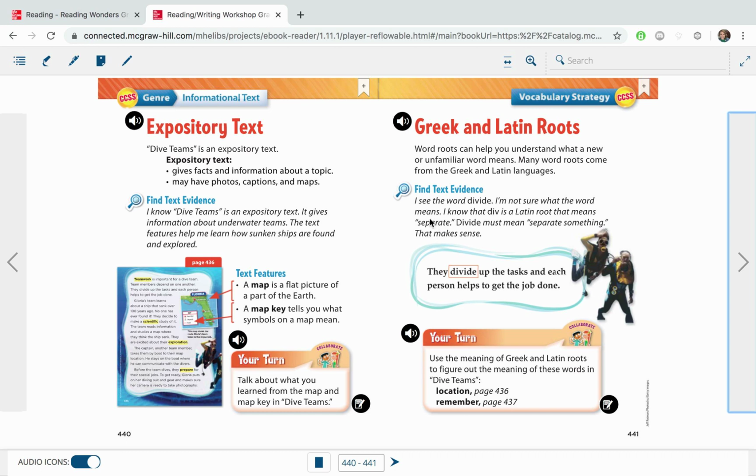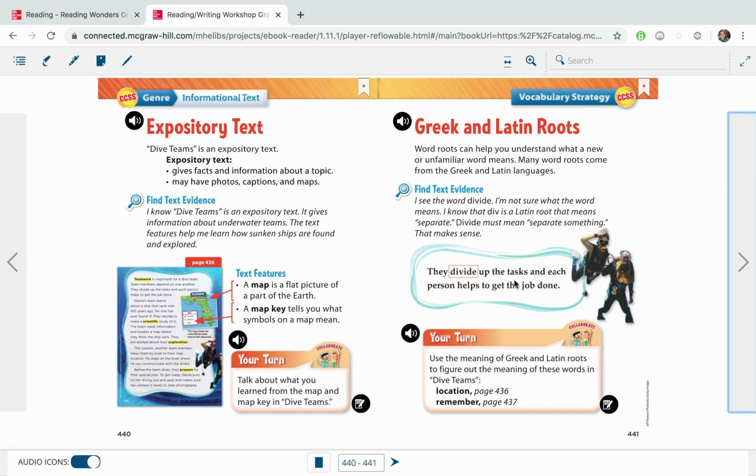Okay, here's an example from the story we're going to read this week. I see the word divide. I'm not sure what the word means. I know that div is a Latin root that means to separate. So divide must mean to separate something. That makes sense. So although you might not know div, you do now. It is a Latin root that comes from an ancient Latin language and it means to separate. And if you know that, you'll know that divide has something to do with separating.